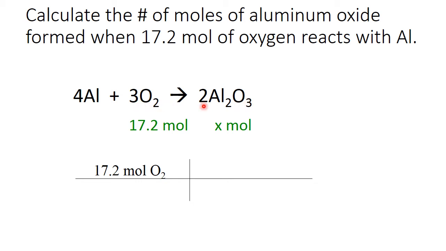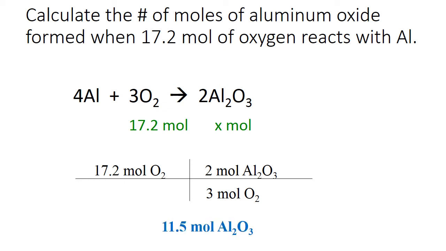So it is always the mole ratio of what we want to find, or what is wanted, over what is given from the balanced equation. So we have 2 moles of aluminum oxide in the balanced equation. We have 3 moles of oxygen also in that balanced equation. So 17.2 multiplied by 2, then you divide by 3, and that gives us 11.5 moles of aluminum oxide.